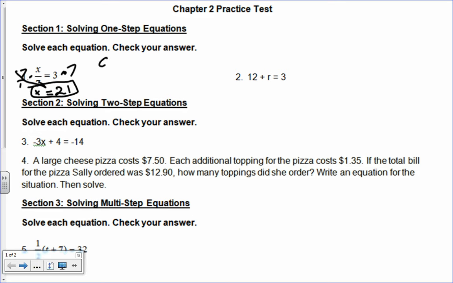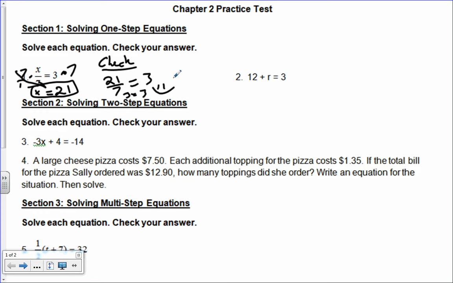You can check that, like it says to check, by plugging in 21 for x. So 21 over 7 equals 3. And that would mean that 3 equals 3, which is a good thing. So you did it correct.